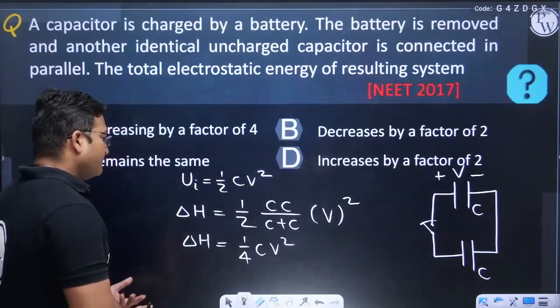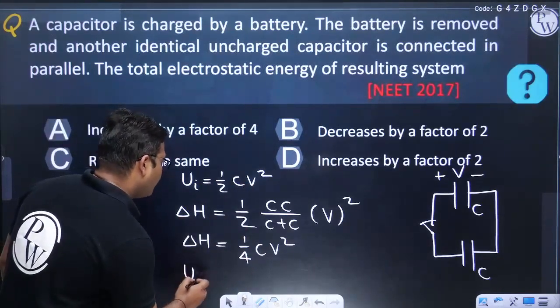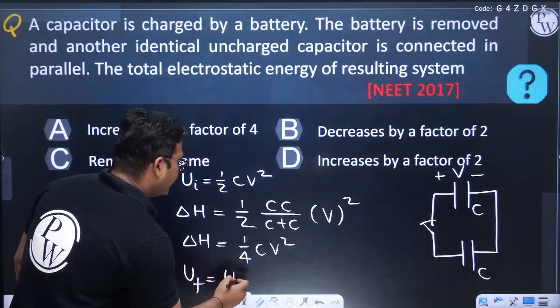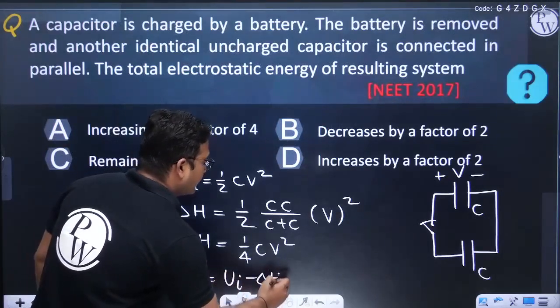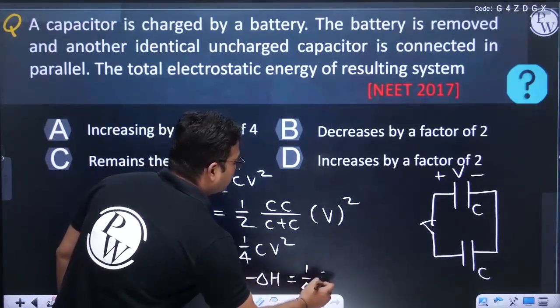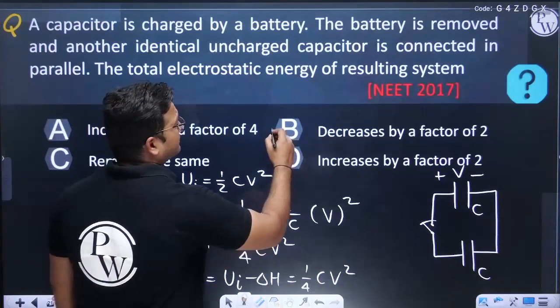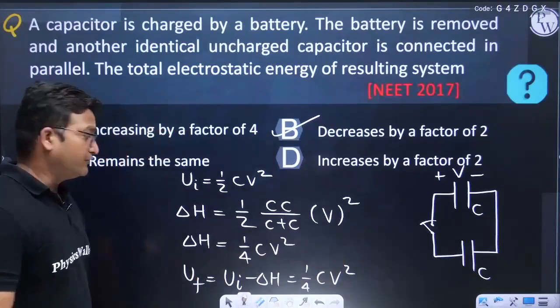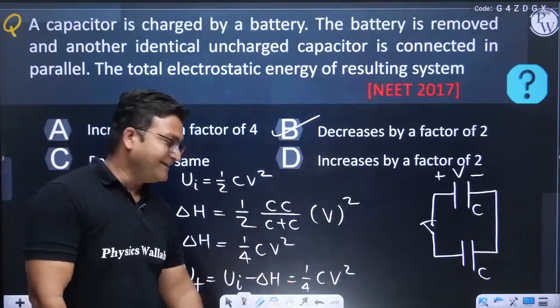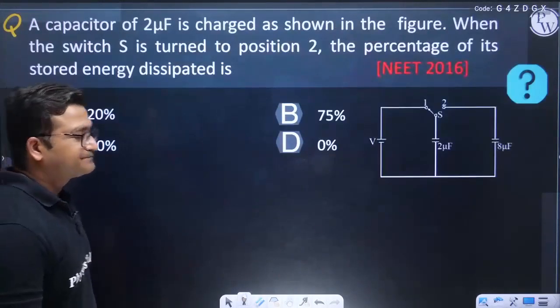So the remaining energy would be U final, it will be U initial minus heat loss, and it will be 1 by 4 CV square. So obviously the energy of the resulting system decreases by a factor of 2. Okay, you can see. Okay, next question.